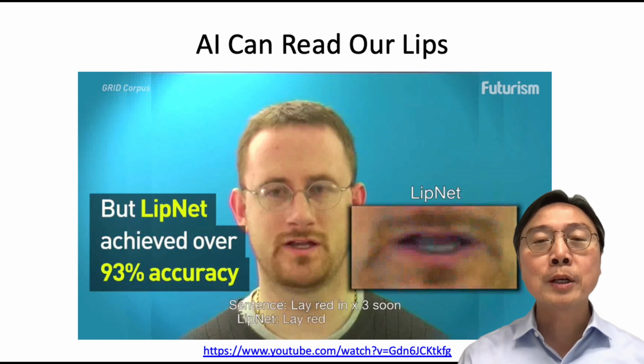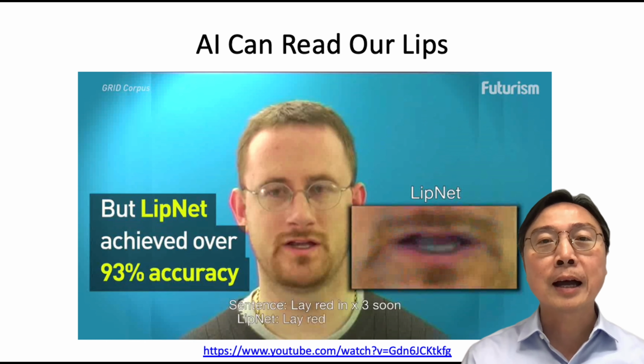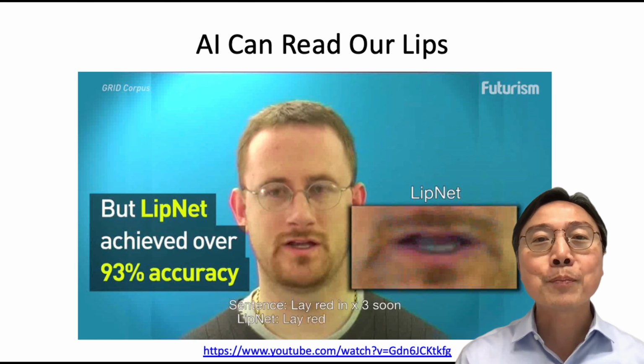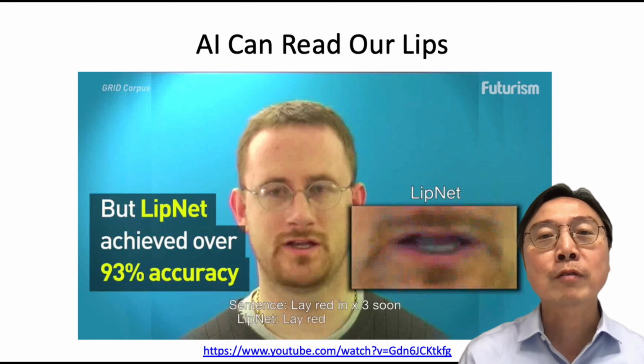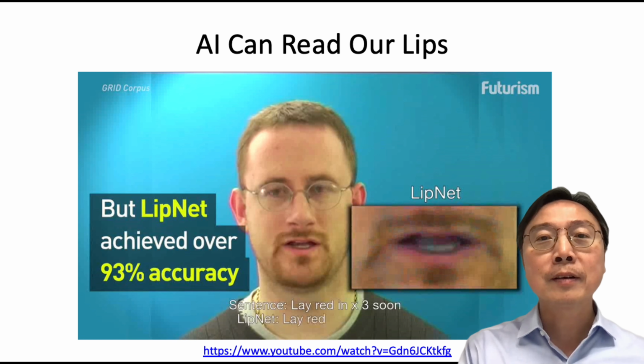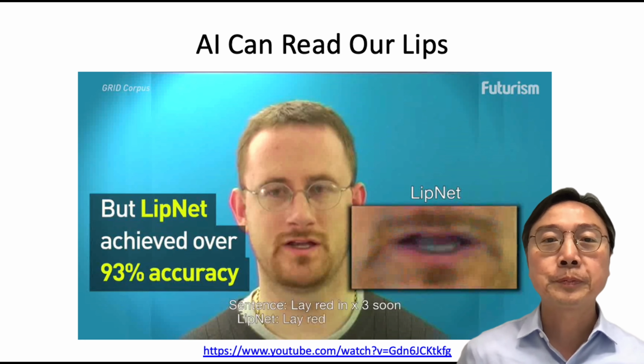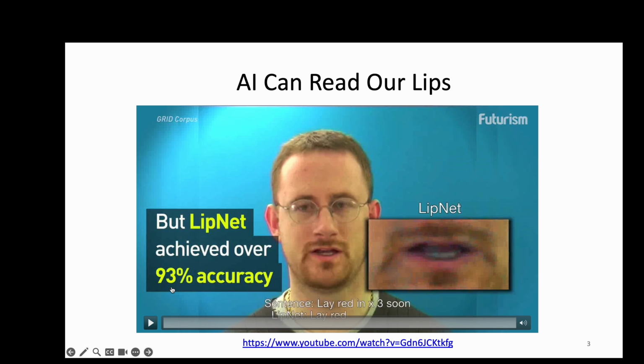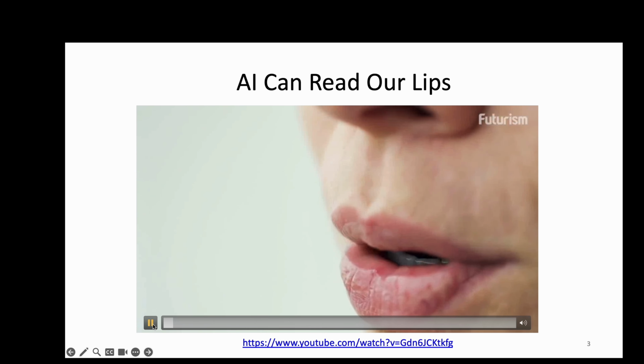AI can also be used for some applications to help people who are suffering from some disabilities. For example, some people cannot hear, they are deaf, and they can make use of AI to help them communicate. So let's take a look at this video. It's for lip reading.